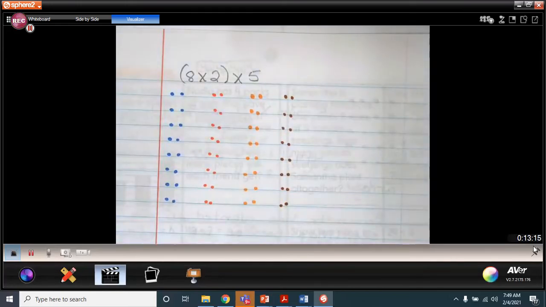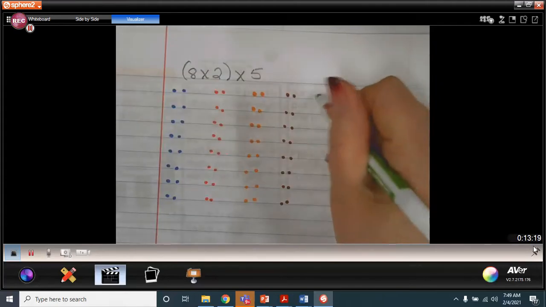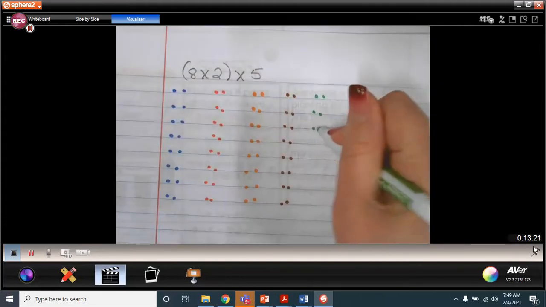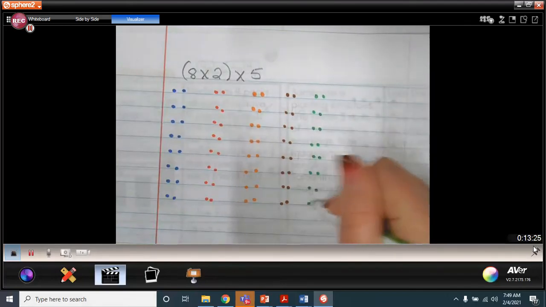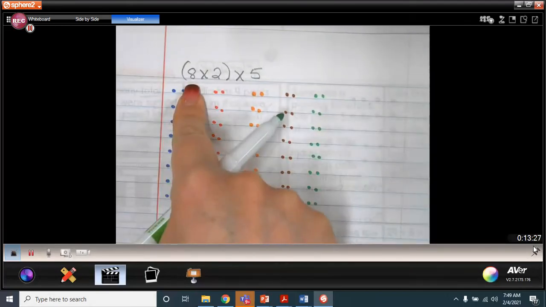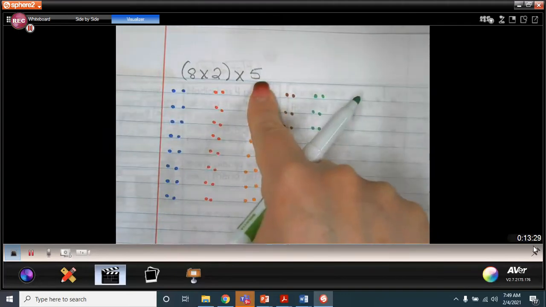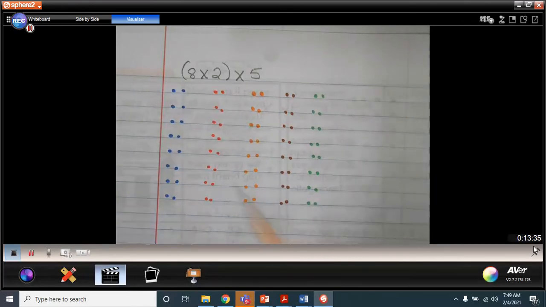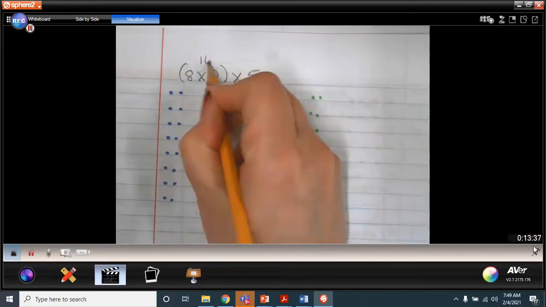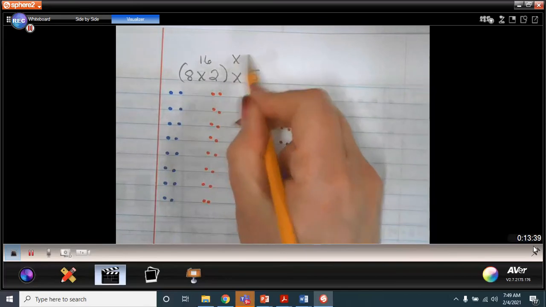And finally, I'm going to do my last group of 8 groups of 2 in green. So now, I started off with my 8 groups of 2, but then I grouped it 5 times. 1, 2, 3, 4, 5. So when I go to multiply this, I have 16 times 5.